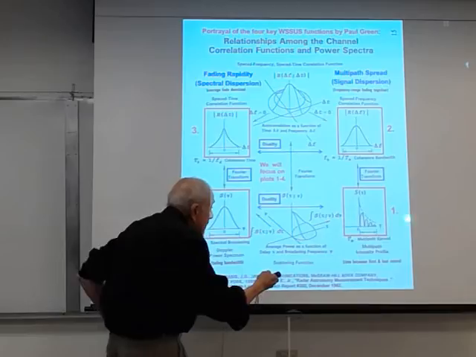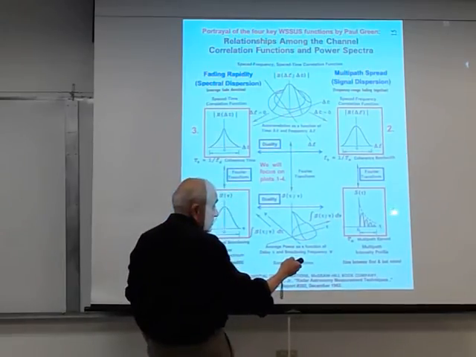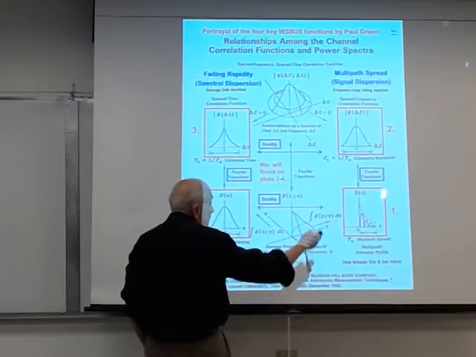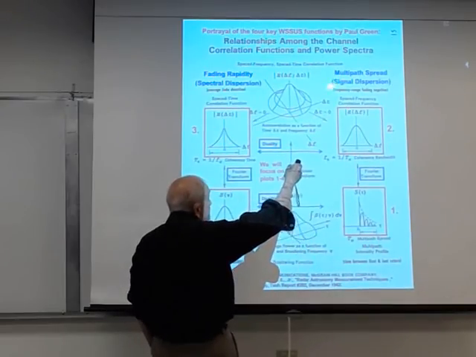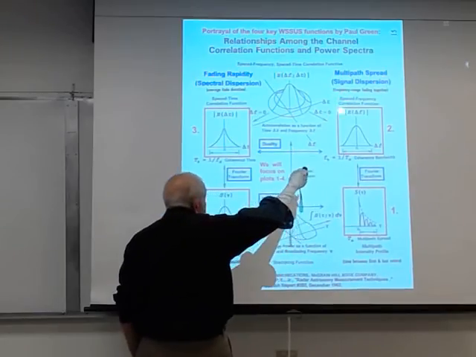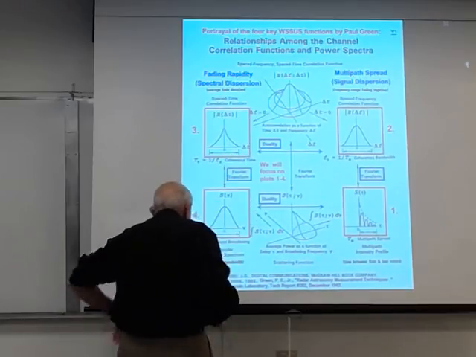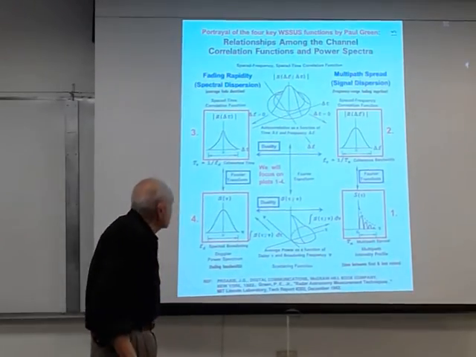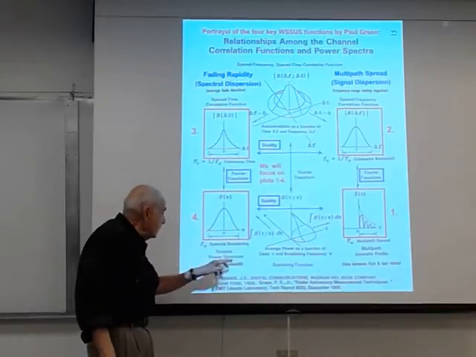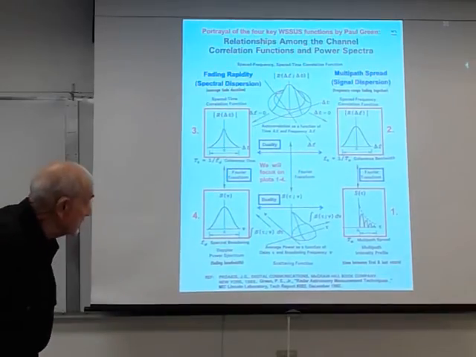And here they are, and this is the way we're going to talk about these pictures, in the way you see these numbers. 1, 2, 3, 4. Multipath spread, and this is the space frequency correlation function, space time correlation function, and then this one has lots of names. You can call it spectral broadening, Doppler power spectrum, fading bandwidth, fading rate is a good one.